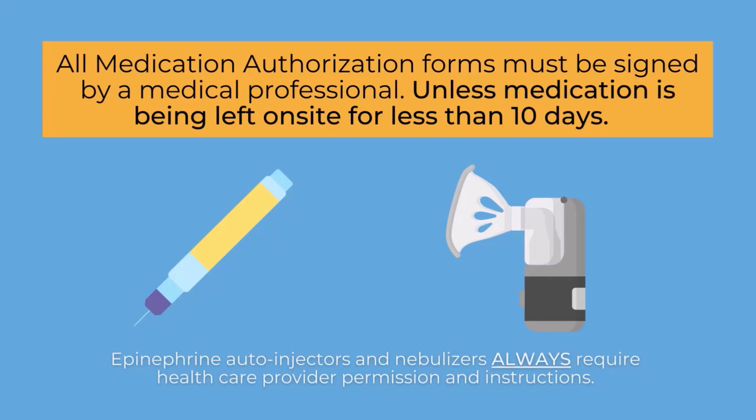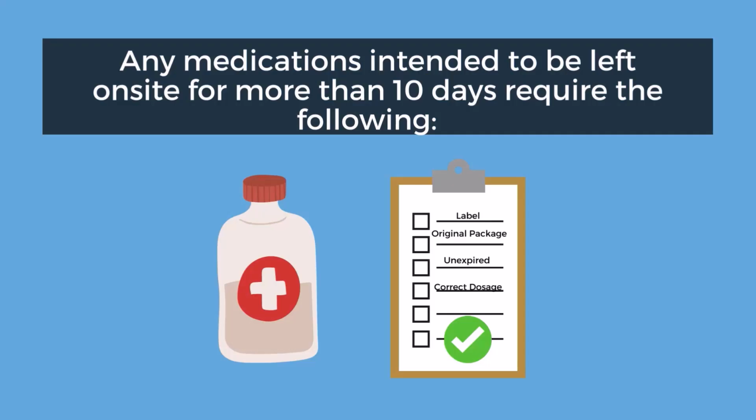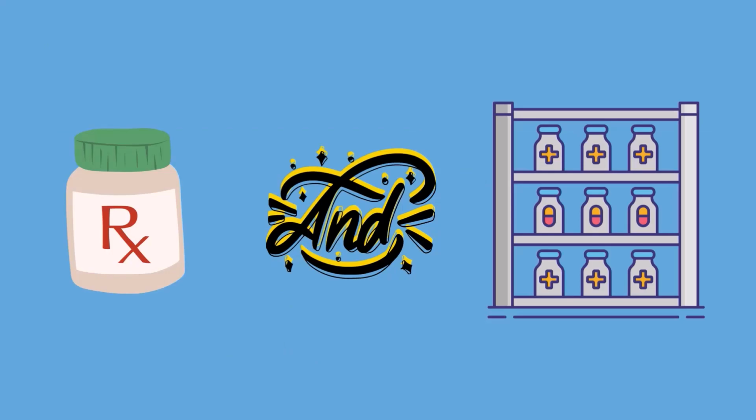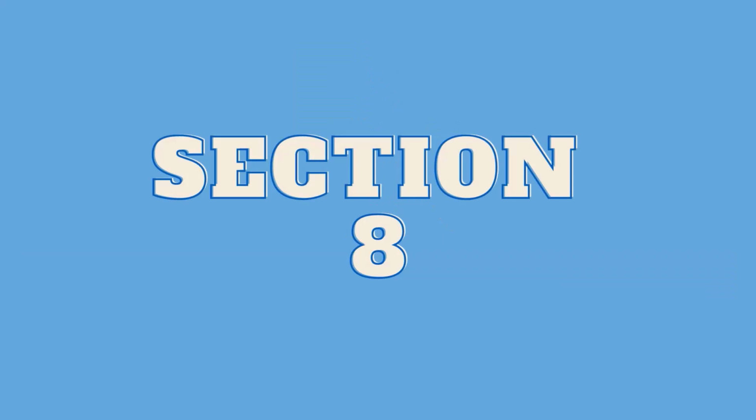unless the medication is left on site for 10 days or less. Guardians will have the ability to note any medications their children take frequently. Any medications intended to be left on site with your child's program for more than 10 days must be labeled in the original packaging, unexpired, and have the correct dosage as noted by the doctor. This applies to both prescription and non-prescription medication. Any non-prescription medication left on site for less than 10 days will not require a doctor to sign the medication authorization form.